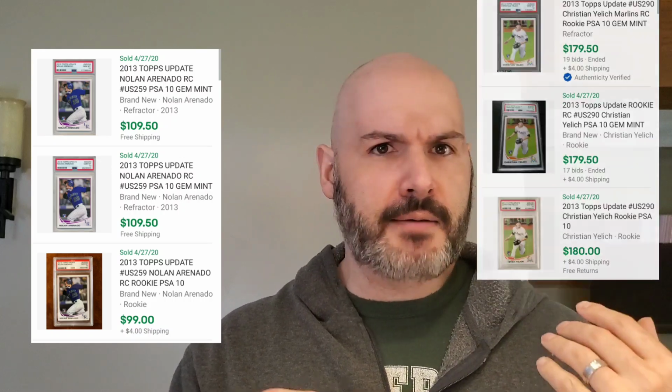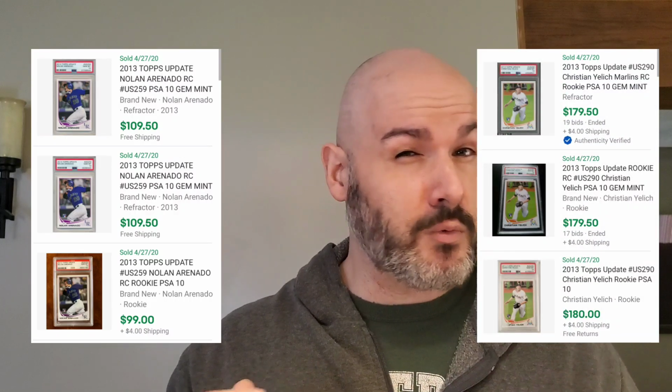All right, so base PSA 10s right now, Arenado about 110 maybe. Yelich, a lot of comps there too, probably around 180. So hopefully you guys are starting to see the fuller picture. Just looking at 2 comps, seeing that they sold for $1,300, doesn't give you the full story.